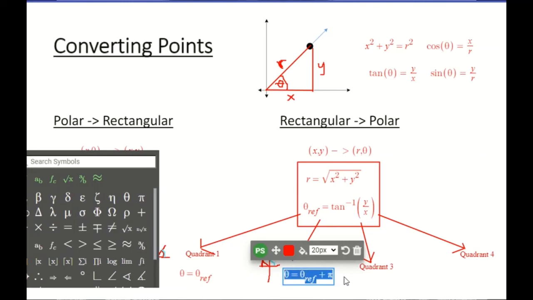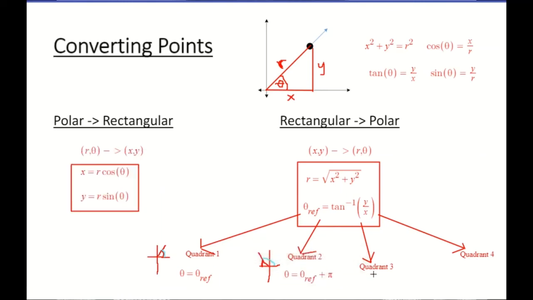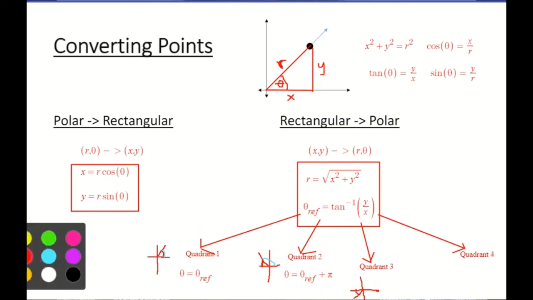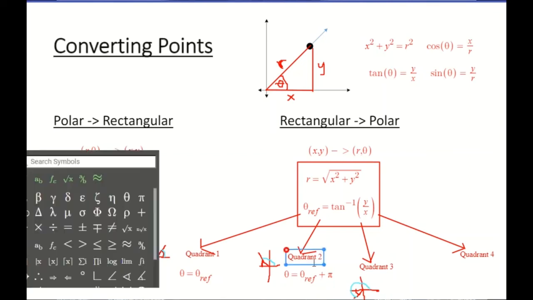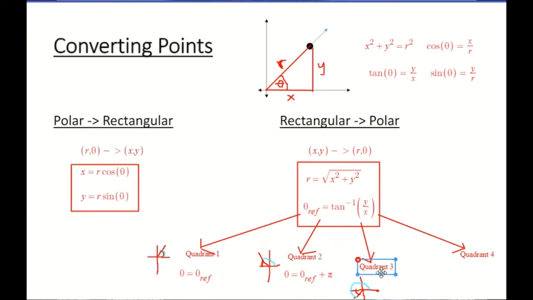Okay. In quadrant 3, let me do a little sketch here. The reference angle is going to be down here, and the angle you actually want is this one. So as you can see, you're going to have this angle measure, let's say it's 30 degrees or something, and we want to add 180 degrees, which would be the same as adding pi. So whether you're in quadrant 2 or quadrant 3, you're going to do the same thing. You're going to add pi to your reference angle.